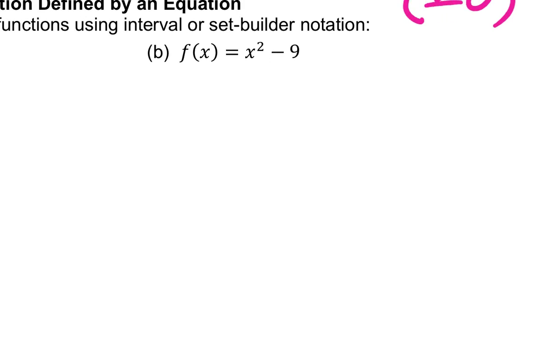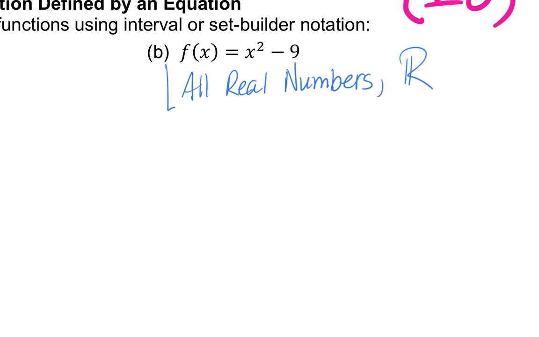All right, let's look over here at B. It says f of x equals x squared minus 9. So that just means that I can plug anything in for x, anything that's real. So all real numbers. If it's asking me for the domain, I can list all real numbers because I can plug anything in for x. There's no denominator to worry about being 0.